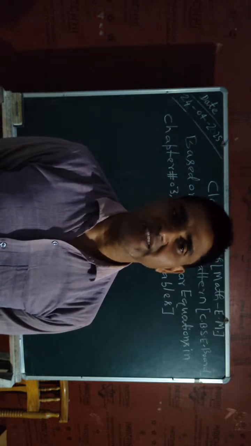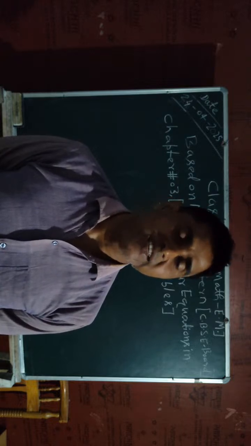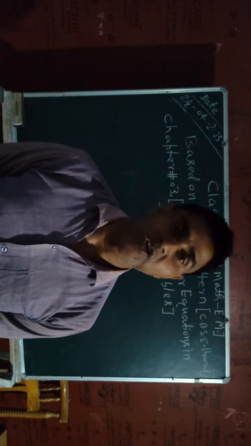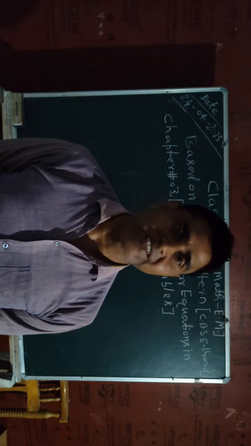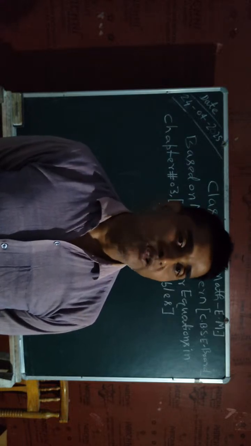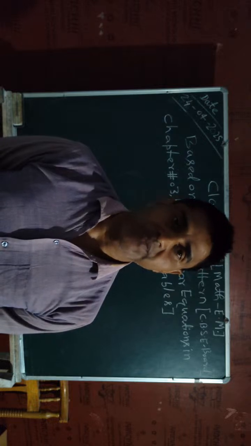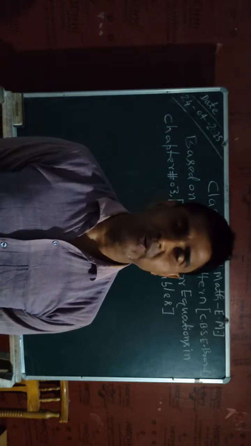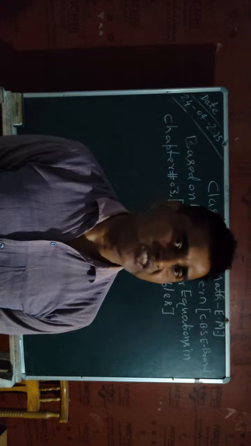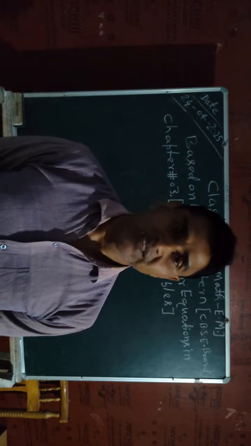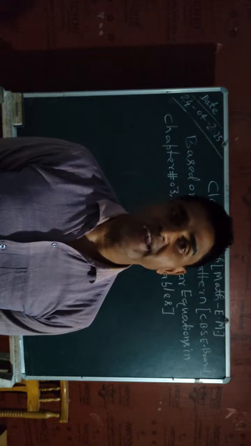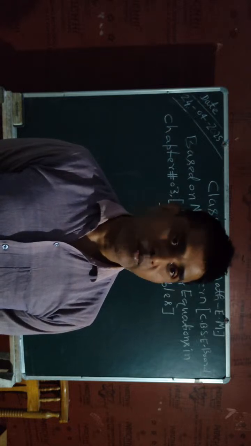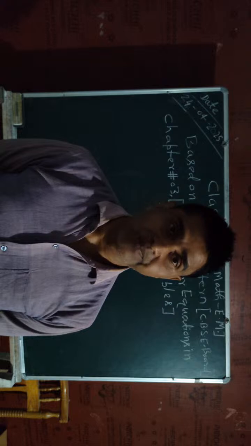The topic name is pair of linear equations in two variables. I will explain its mathematical meaning and also show its geometrical meaning, because we are only calculating the solution of the given question, but we are not understanding the geometrical meaning. Therefore, I will try to give you a proper solution so that you can understand, because each and every student should know what I am doing, how I am doing and why I am doing.